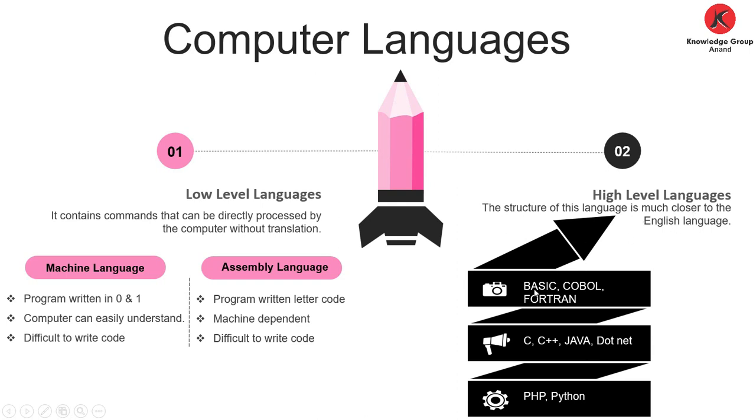For example, Basic, COBOL, Fortran, C, C++, Java, .NET, PHP, Python. These are called the high-level languages. These languages are used to create programs, software, applications, websites, etc.